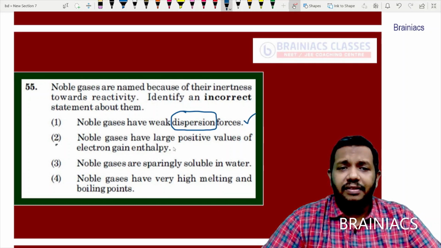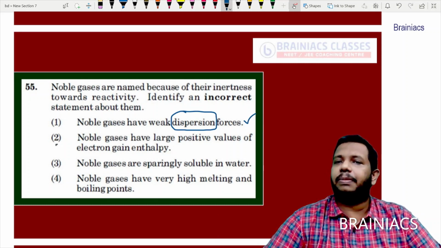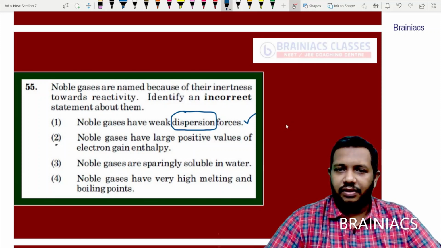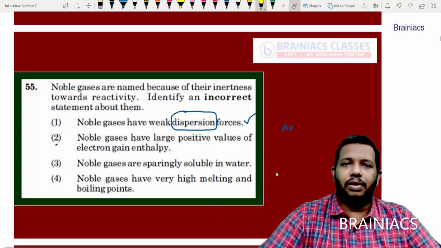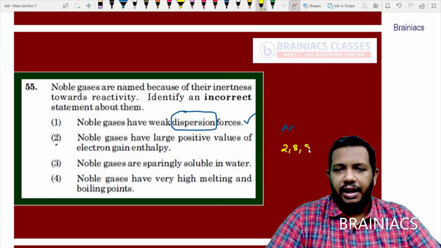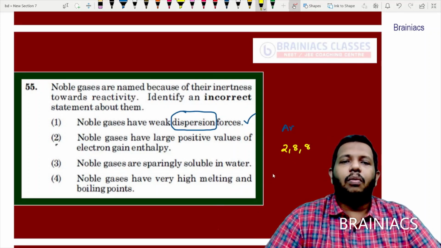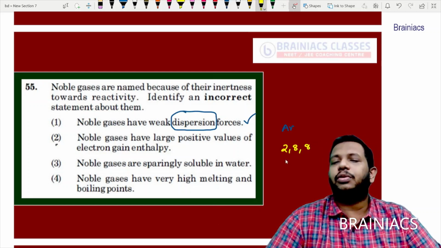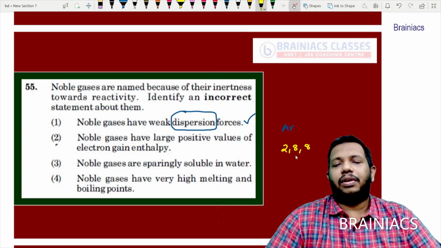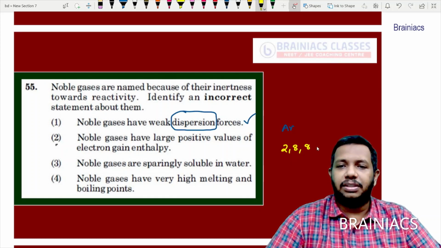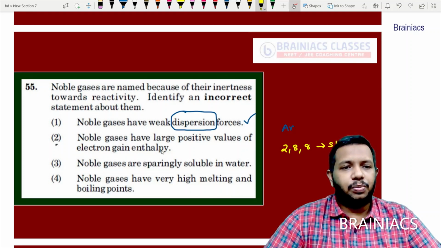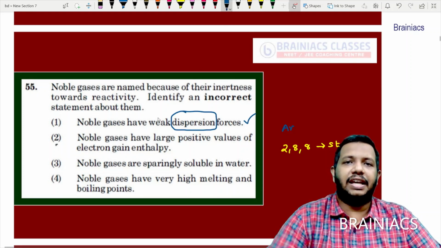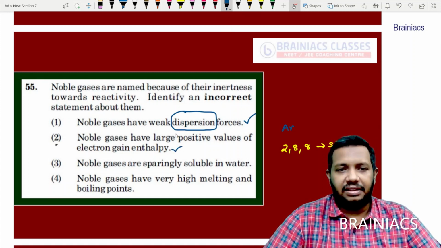Now the next one, noble gases have large positive values of electron gain enthalpy. That is correct, because noble gases have their octet complete. Let's say argon, we know its configuration looks like 2, 8, 8, correct? Its octet is complete. So to remove an electron from this one, or to attract an electron, you need to spend a huge amount of energy because this is already stable, correct? So noble gases have large positive values of electron gain enthalpy. That is perfectly correct.